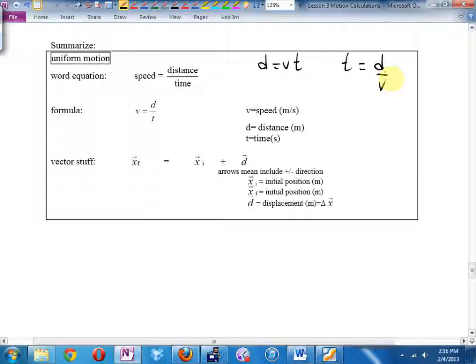Oh, also the vector stuff from previous. Final position equals initial position plus change in position. We're going to bring some of that in.